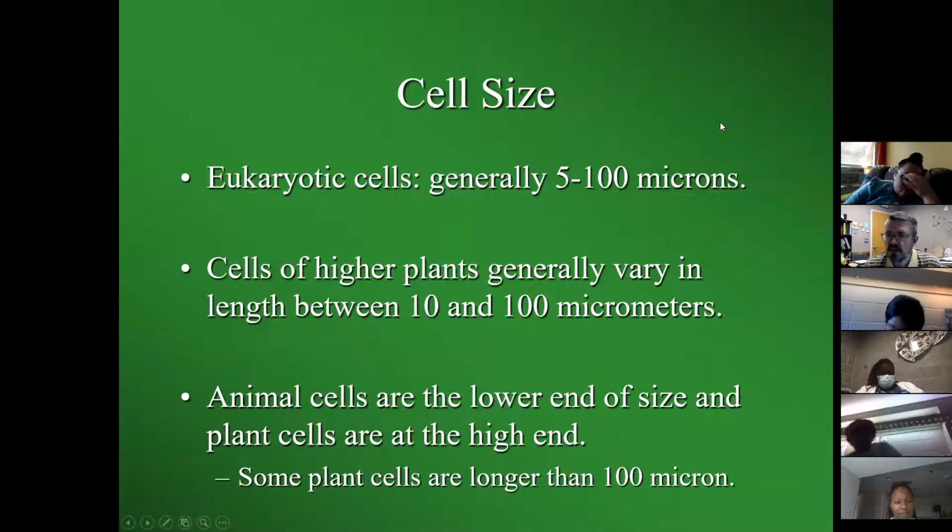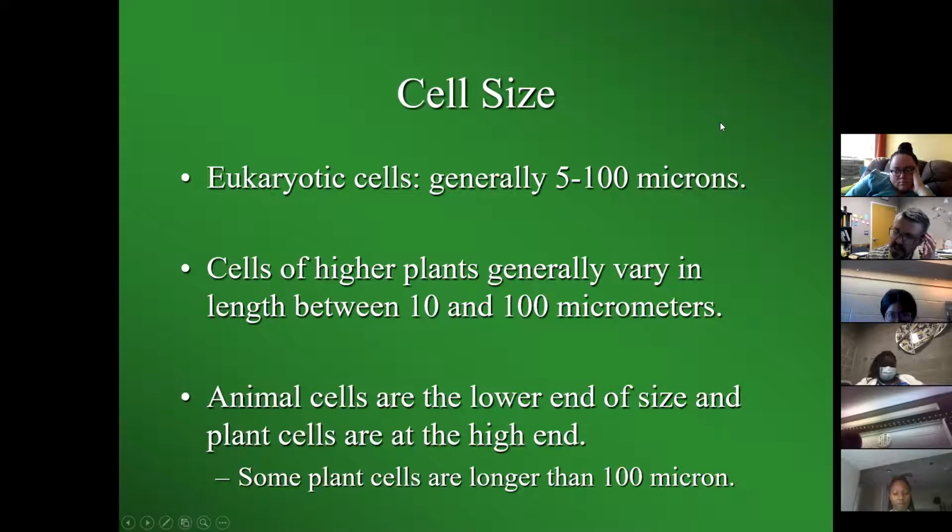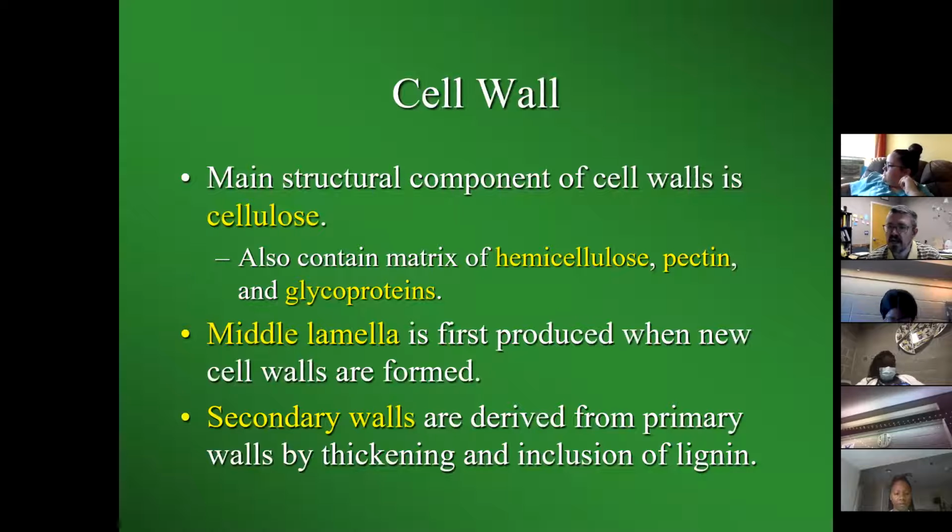Okay, eukaryotic cells are generally 5 to 100 microns. Cells of higher plants generally vary from 10 to 100 microns. So plants are on the higher end. Animal cells are on the lower end of size. And there are some plant cells that are actually larger than and longer than 100 microns. So plant cells are huge compared to everything else. The cell wall is made up of cellulose, and it's made of a matrix of hemicellulose, pectin, and glycoproteins.